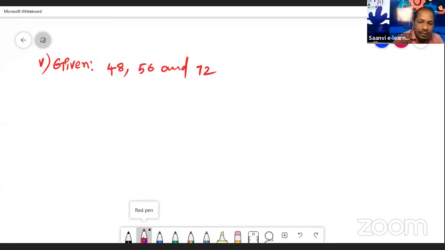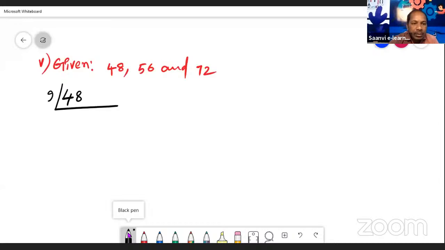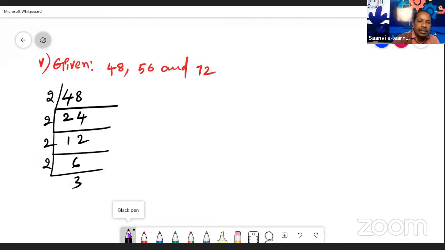Forty-eight, 56 and 72 are given. So same process again. Take one by one number and factorize it. So first of all, take 48 and factorize it. Two table is possible here. 2 2s are 4, 2 4s are 8. Again two table, 2 1s are 2, 2 2s are 4. Again two table possible, 2 6s are 12. Again two table, 2 3s are 6. See, at last we have got the prime number 3. So stop your process.